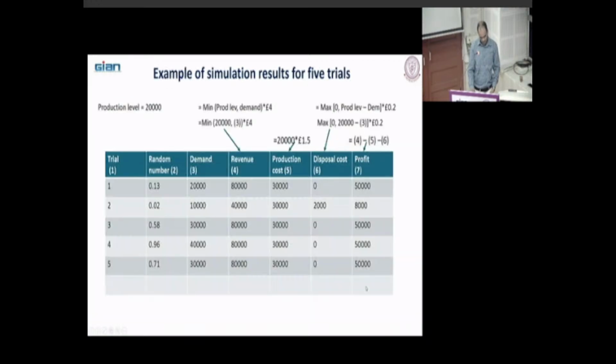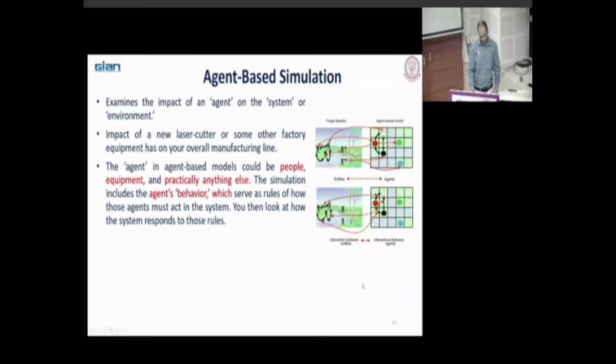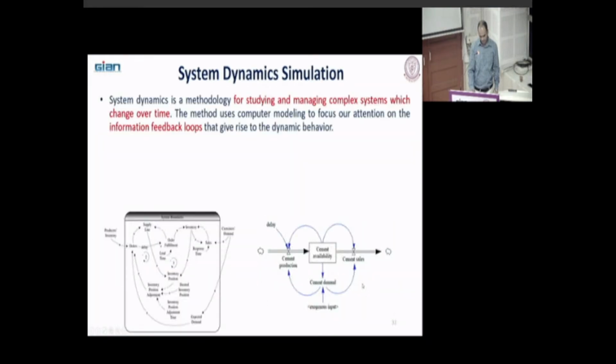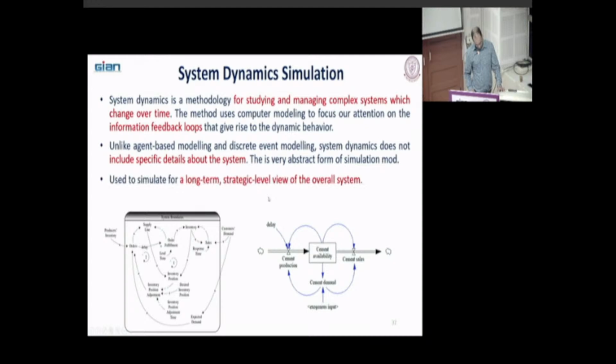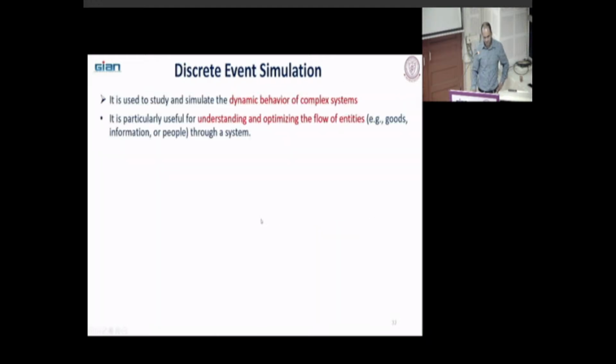Then you have Monte Carlo. We already discussed that case, the newsvendor. Agent based is done. Then system dynamics, again you can see the long-term level. You can see the impact, the feedback loops, inventory, production. This is used for a long-term strategic level view of the overall system. Here you don't need to define the operational level or medium-term parameters. And discrete event is dynamic behavior, understanding and optimizing the flow.